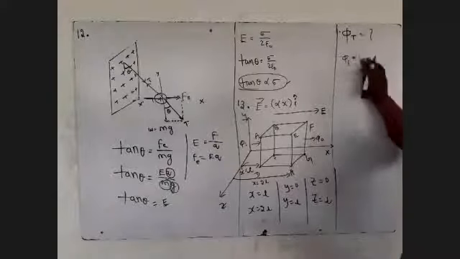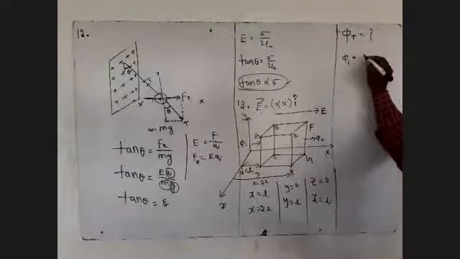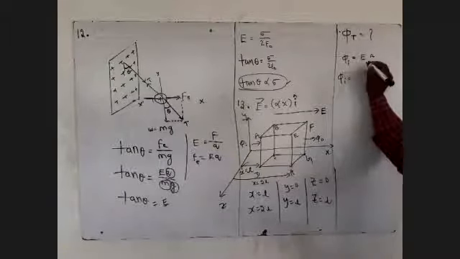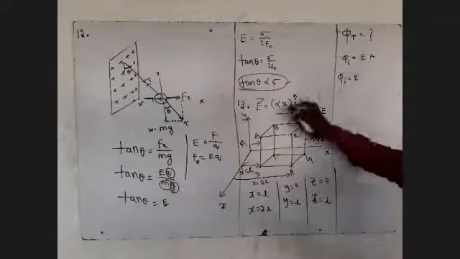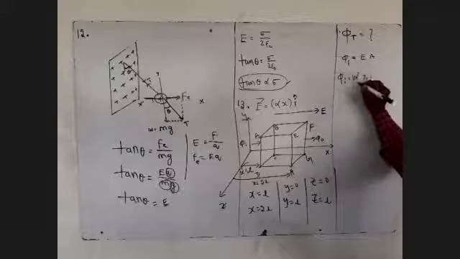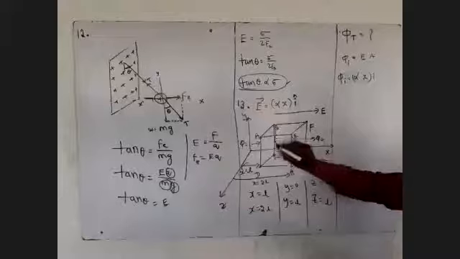Okay. Flux in. What is the flux in? The general formula is flux is equal to E into area. E means E bar is equal to alpha x i cap. And A means what is the area of this one?